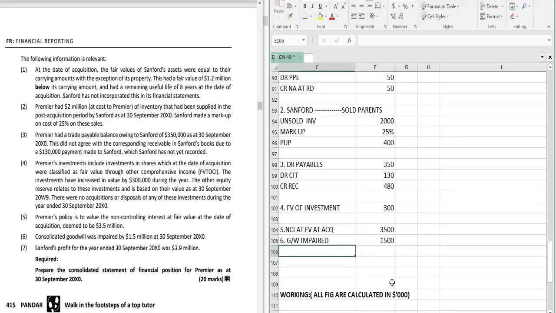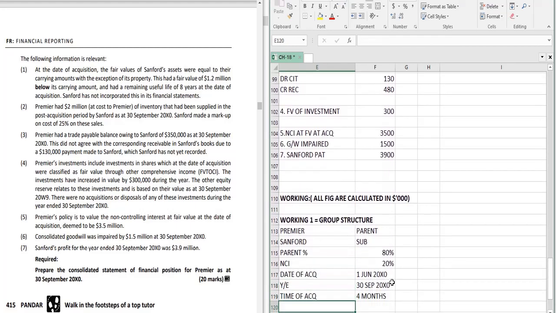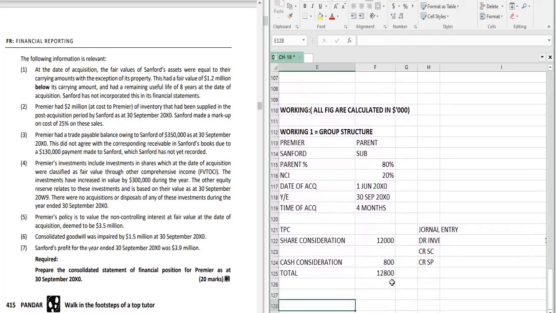Sanford's profit for the year ended 30 September 20x0 was 3.9 million. Okay, 7 subsidiary PAT, Sanford PAT equal to 3900. So we will do now working. We have already done one.